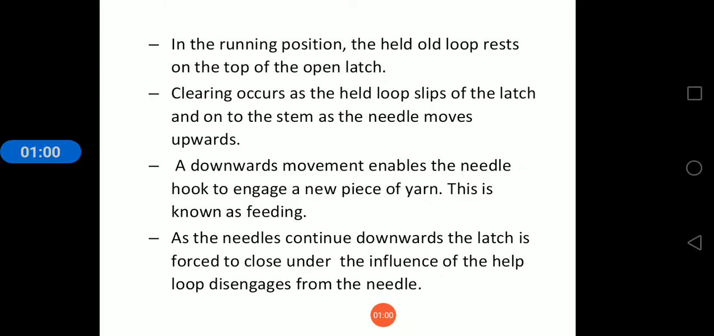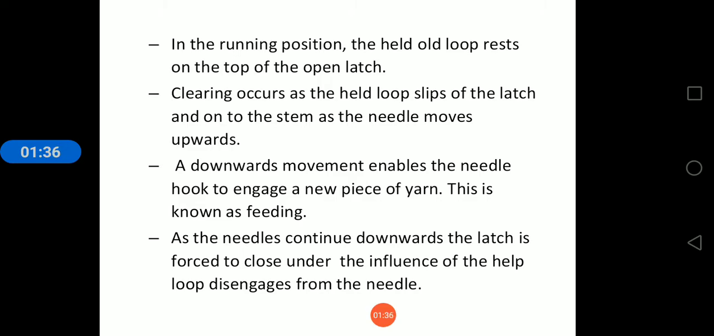In the running position, the first position, the held old loop rests on the top of the open latch. Clearing occurs as the held loop slips off the latch and onto the stem as the needle moves upwards. A downwards movement enables the needle hook to engage a new piece of yarn. This is known as feeding. As the needle continues downwards, the latch is forced to close under the influence of the loop, and the loop disengages from the needle.